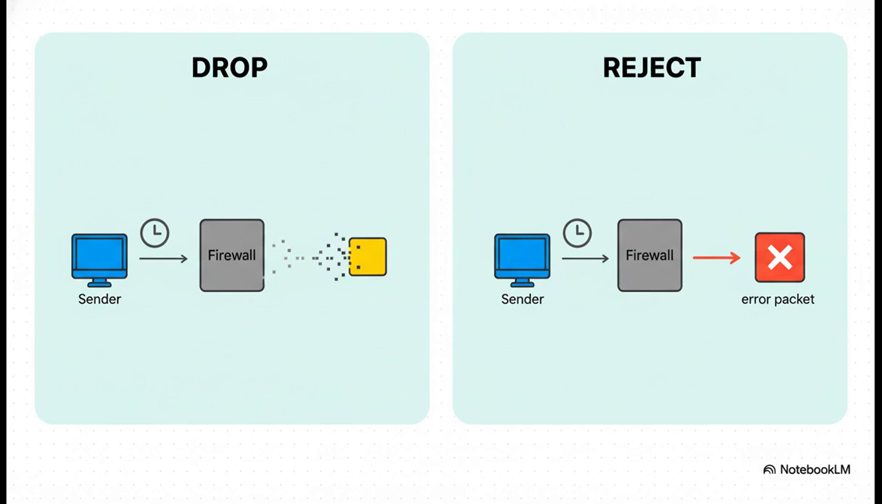And speaking of verdicts, this brings up a really crucial choice for any sysadmin. Should you drop a packet or reject it? Drop is like giving the sender the silent treatment. The packet just vanishes. The sender waits and eventually just times out. Reject, on the other hand, is a polite but very firm no. It actually sends back an error message. Now, from a security standpoint, drop is usually what you want because you're not giving an attacker any information. They don't know if the port is closed or if you're just ignoring them.